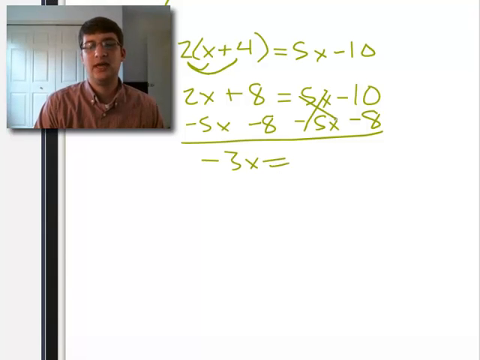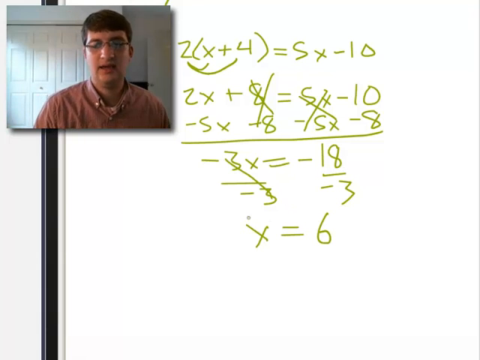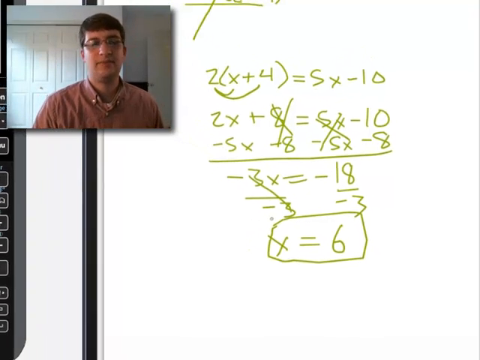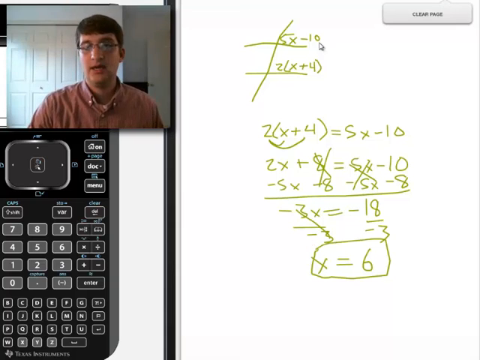So notice these will cancel, and then this will cancel, and I'll be left with negative 10 minus 8, which is negative 18. Now I'm going to divide each side by negative 3, and negative 18 divided by negative 3 will give me my answer. The answer will be a positive 6, because a negative divided by a negative is a positive. So that's just one example of how these geometry problems work. Let me give you another example real quick.